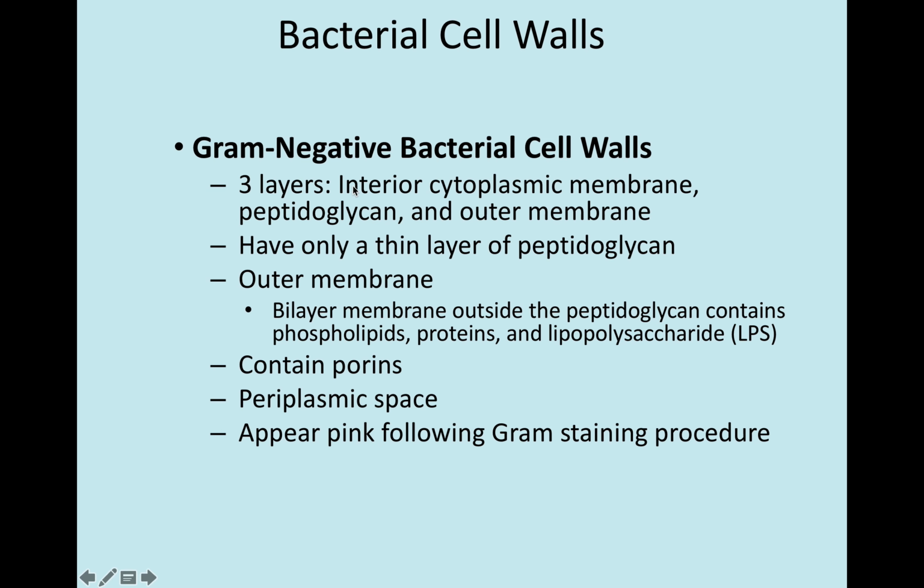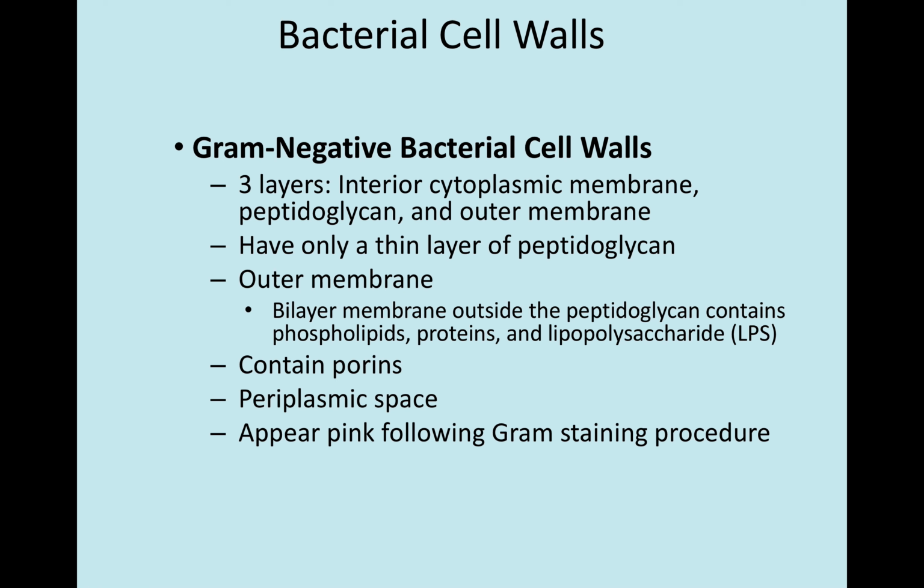Gram-negative cells, like I mentioned, have 3 layers. They have the inner cytoplasmic membrane, a thin layer of peptidoglycan, and then an outer membrane. The outer membrane is composed of lipopolysaccharide and phospholipids, as you'll see here in a moment. The outer membrane also contains what are called porins. Porins are highly selective transport proteins, so they only allow certain molecules into the cell.